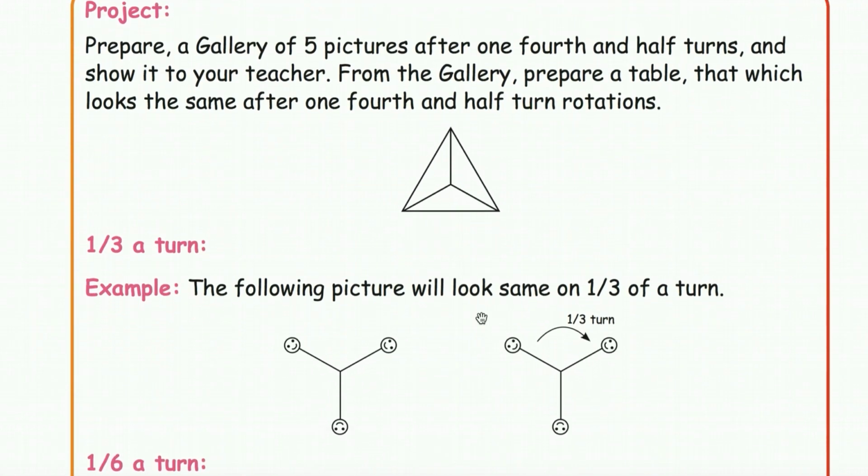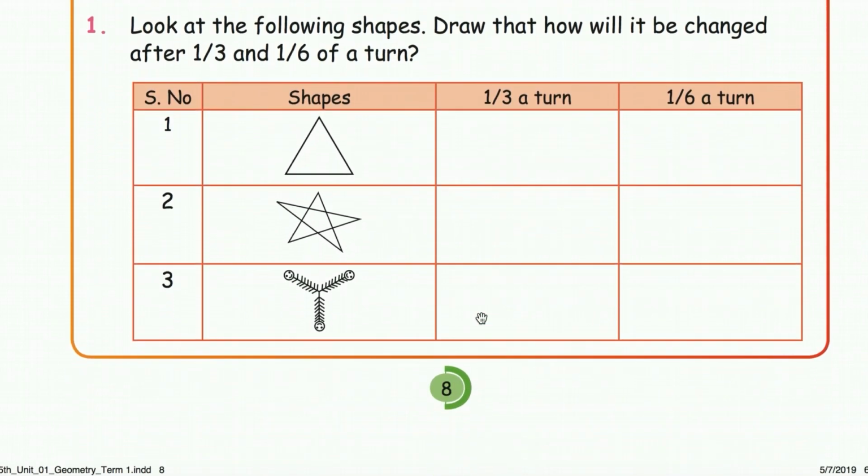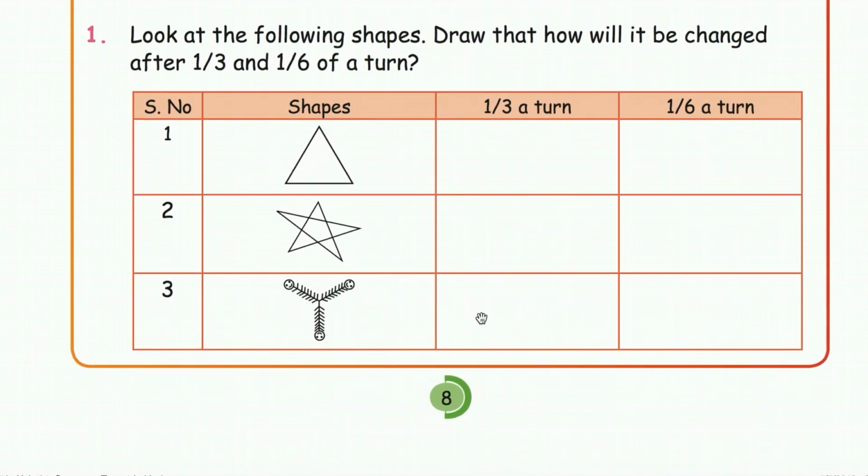Prepare a gallery of 5 pictures after 1/4 and half turns and show it to your teacher. From the gallery, prepare a table of which look the same after 1/4 and half rotation. Look at the following shapes. Draw how they will change after 1/3 and 1/6 of a turn. That you need to do.